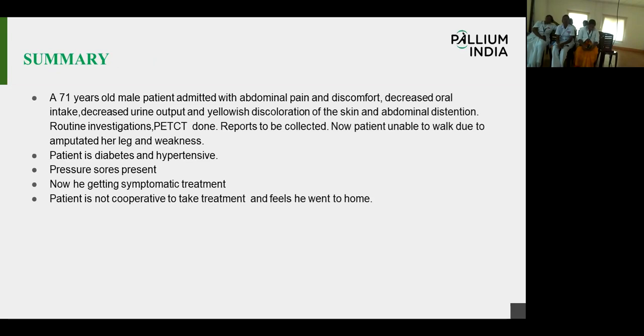Now the patient is unable to walk due to an amputated leg and weakness also. Patient is diabetic and hypertensive, and a pressure sore was present. Now he is getting symptomatic treatment. Patient is not cooperative to take treatment and feels he wants to go home.